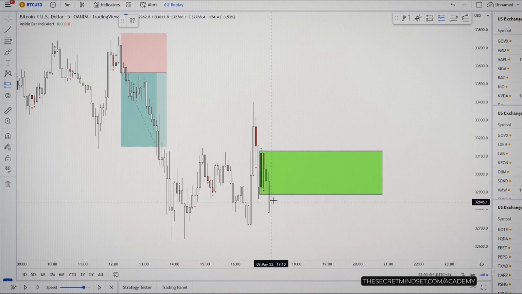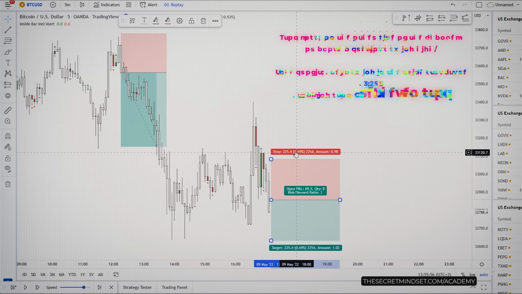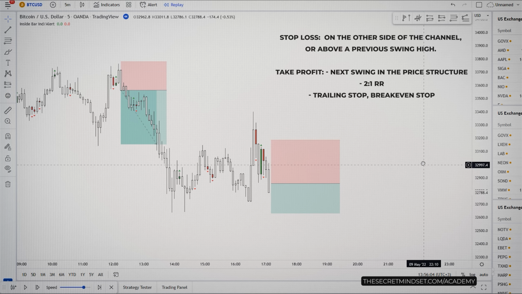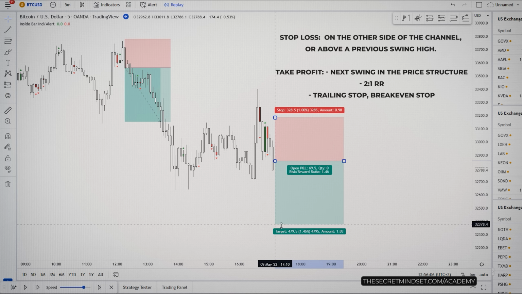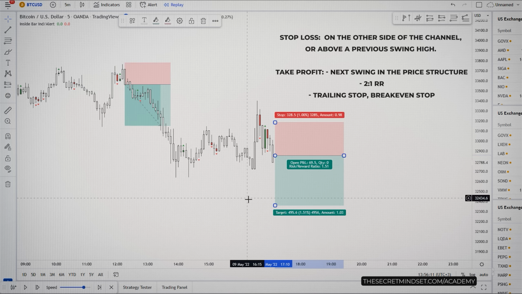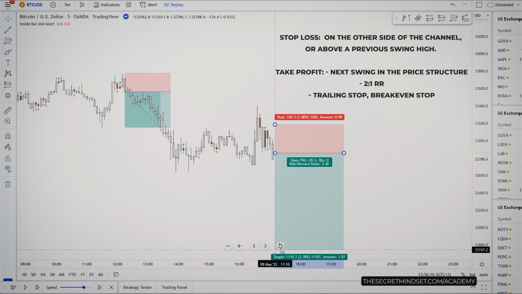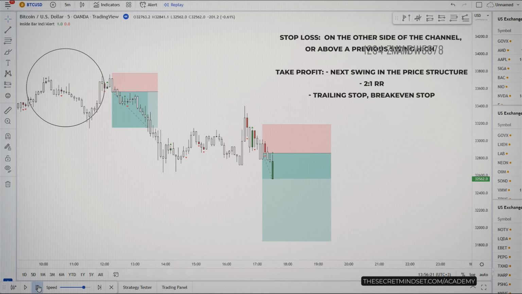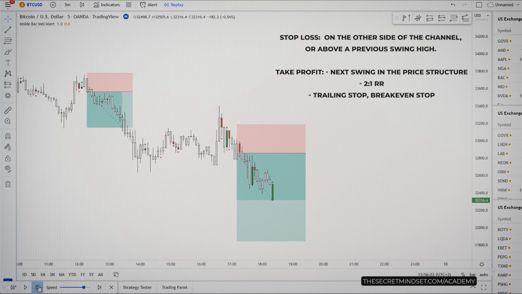Here's our breakout. Stop loss on the other side of the channel. We're above this swing high. As we are already very near the previous swing low, we expect price to break it and to continue the downtrend. Let's try a risk-to-reward ratio of 3, but we'll keep an eye on the price action.